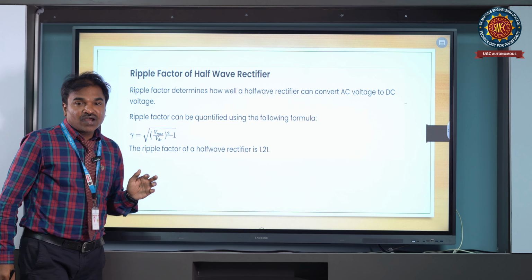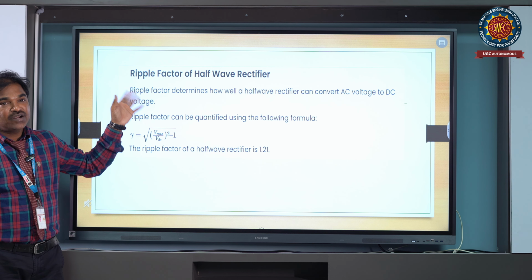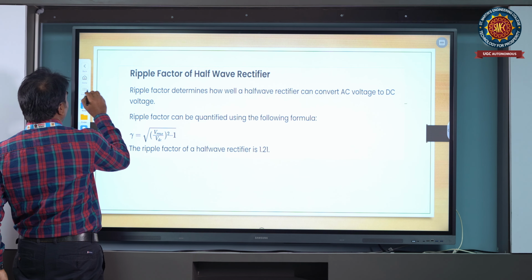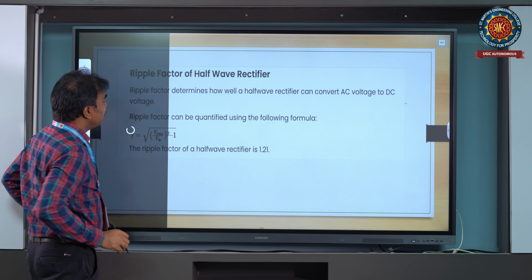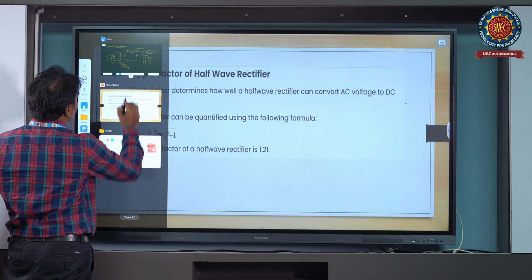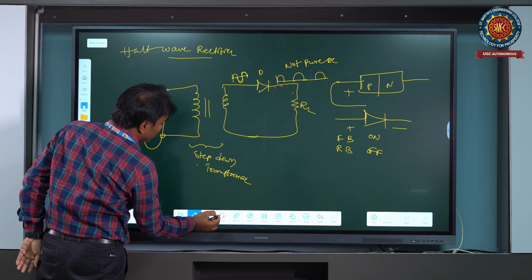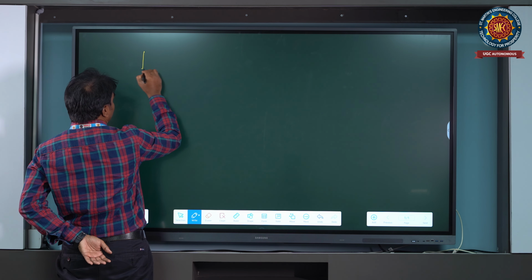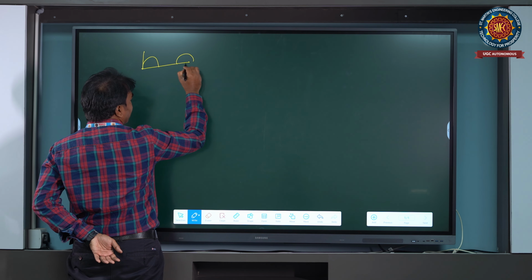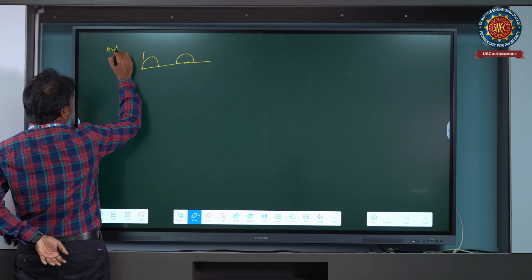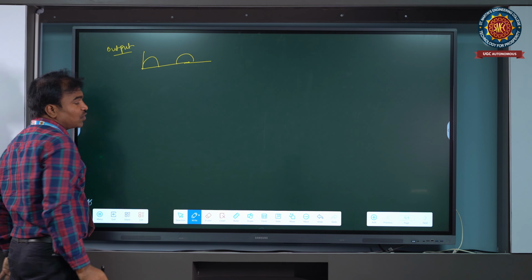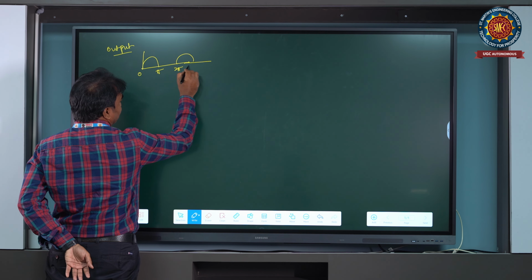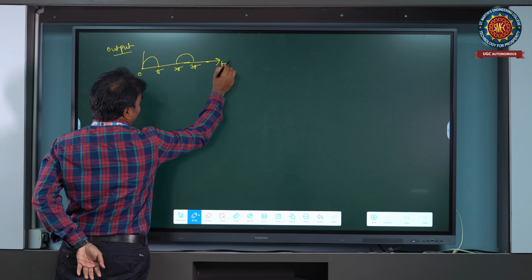Next, what is meant by ripple factor, what is meant by IDC and what is meant by IRMS? Now, for the output voltage, how do we calculate IDC and IRMS, or VRMS and VDC? What is the output of the rectifier? This is the output of the half wave rectifier, with 0, pi, 2 pi, 3 pi, like this.